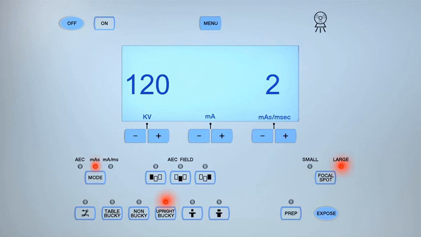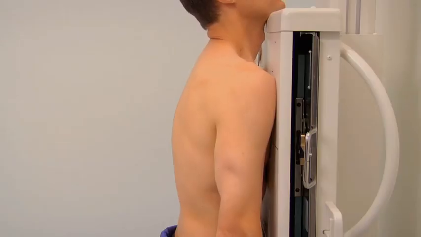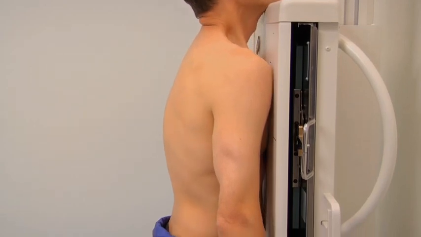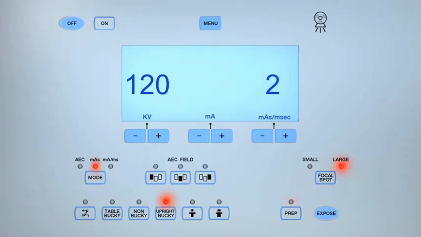Check that the exposure technique is appropriate for the patient's body habitus and, if necessary, make any adjustments. Ask the patient to take a deep breath in and out, then take another deep breath in and hold it. Expose the cassette by pressing the prep button. Then, when ready, press the exposure button.